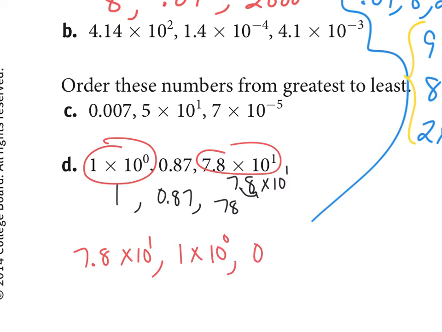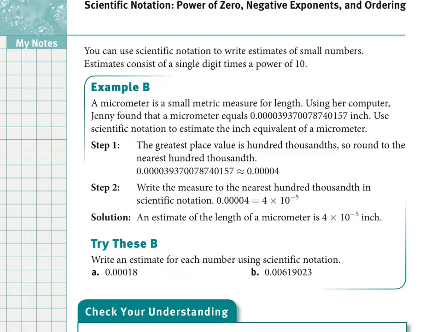And then the least is the 0.87. Okay, so just kind of know how to convert back and forth. We can get these numbers in order, and that's how we do it.